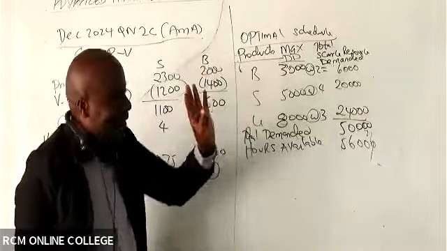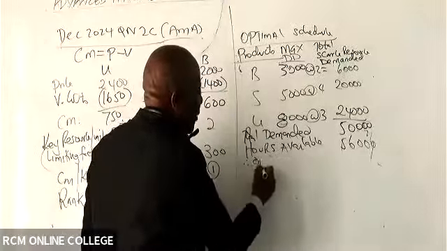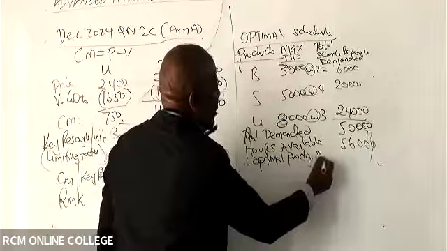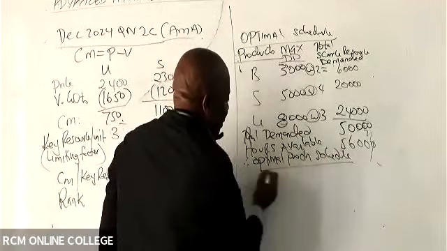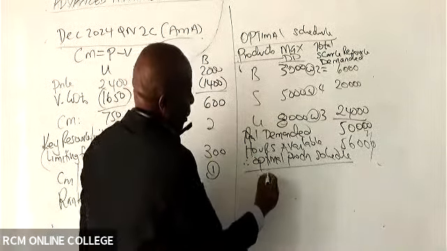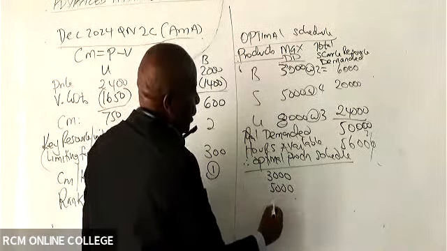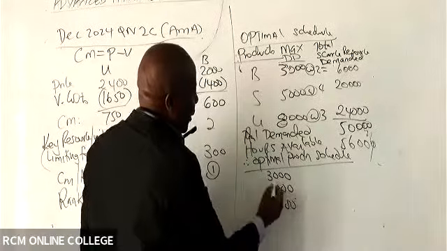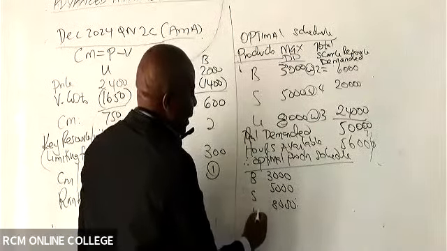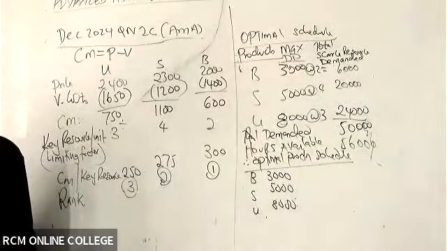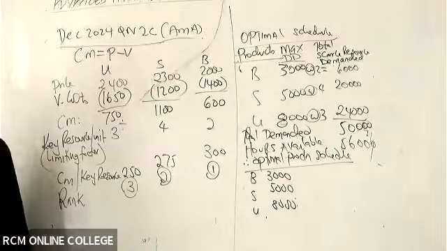So in this case, the optimal production schedule will be 3,000, we have 5,000, we have 8,000. So here we have B, S, and then U like that. That is the end of that.